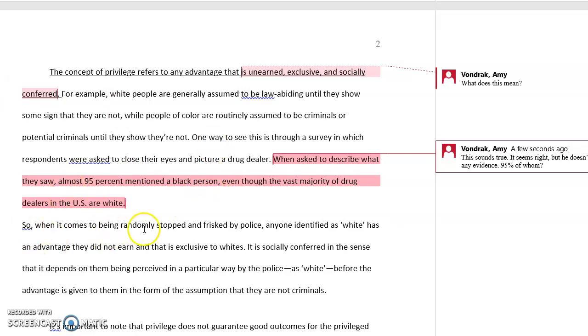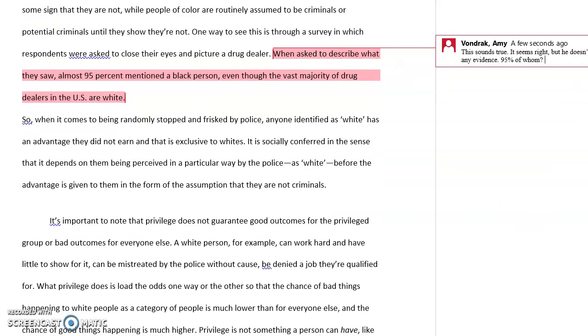So when it comes to being randomly stopped and frisked by police, and stop and frisk, I'm just going to underline that because it reminds me of the stop and frisk policy in New York. Anyone identified as white has an advantage they did not earn, and that is exclusive to whites.